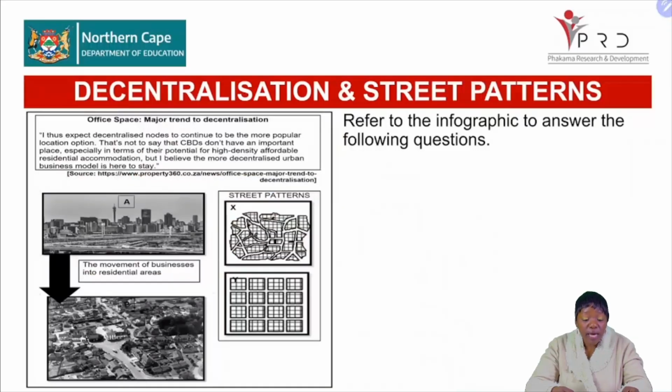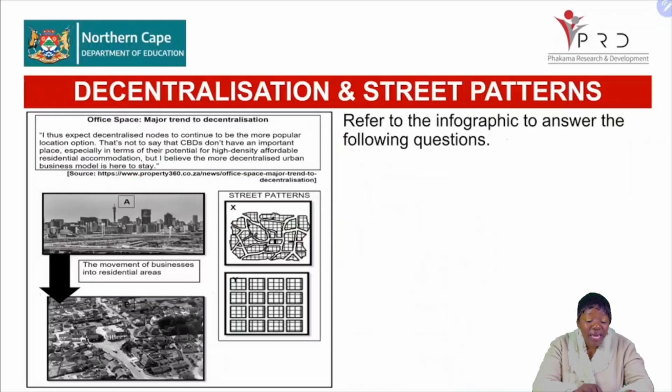Then we're going to look at our decentralization as well as the street patterns. So here you refer to the infographic. So you are given an infographic, which is the extract as well as the picture. Altogether, they are called an infographic because this is where you're going to get the information. And you answer the following questions. So we're looking there at our extract. It's the office space with the major trend to decentralization. Remember, by now we have explained what decentralization is and what causes decentralization, as well as the strategies or the importance of decentralizing.